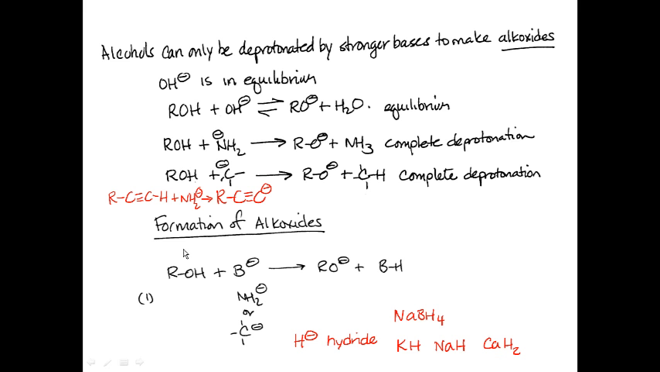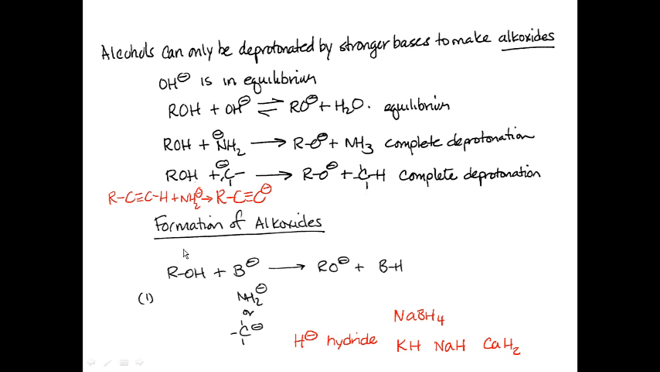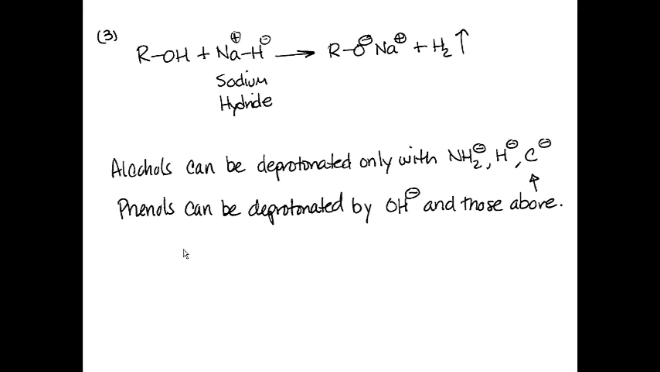So if I want to make an alkoxide, I can either use the redox reaction of sodium or potassium metal, or I could use a stronger base than an alcohol, and that would allow me to make alkoxides. And there's the sodium hydride reaction.